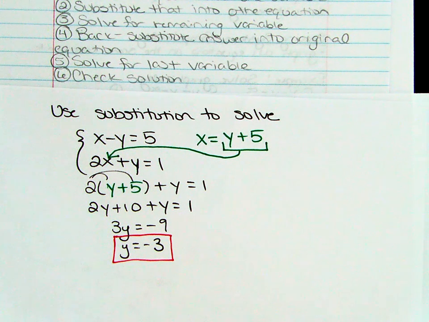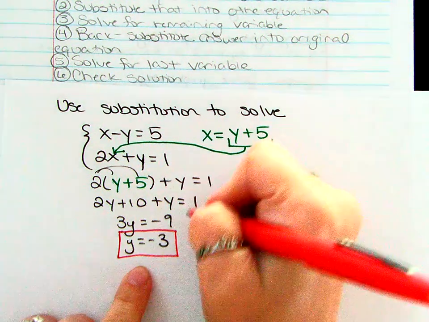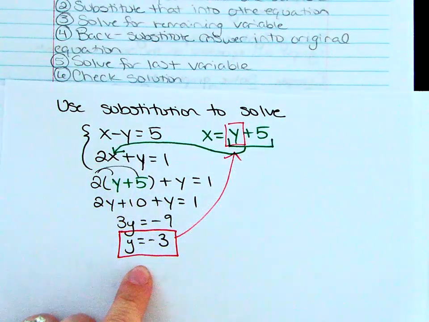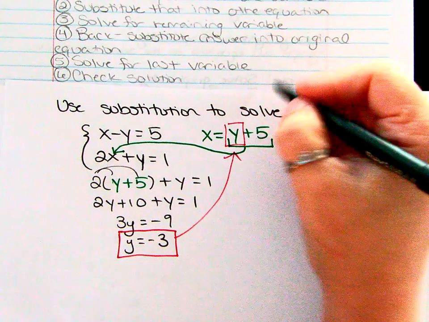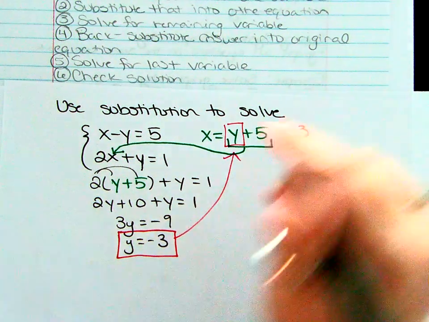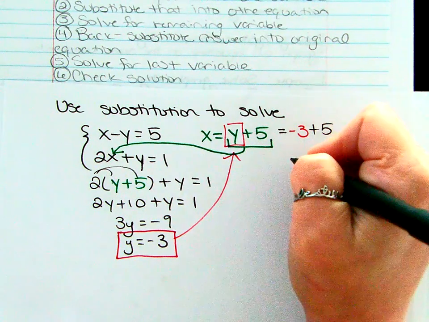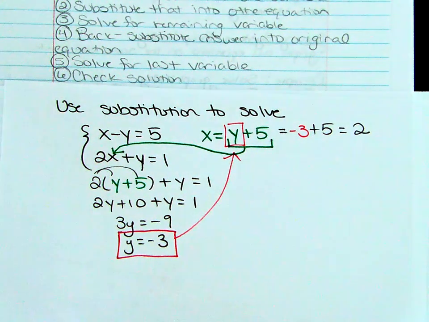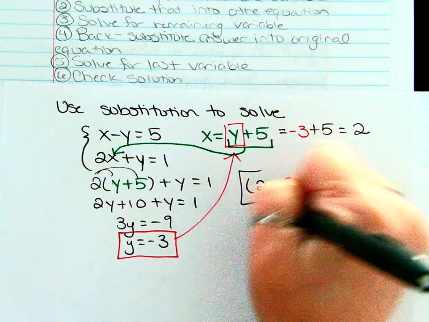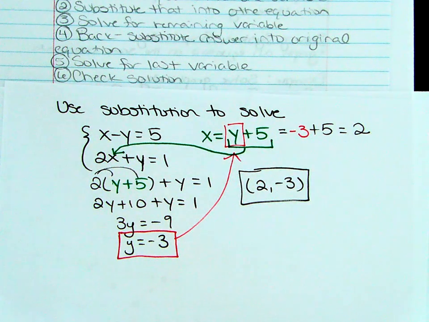Step 4, you back substitute your answer into one of the original equations. Now that I know what y is, I can plug that in right here to figure out what my x is. Because x is y plus 5. So y is -3 we just found, plus 5, meaning x is 2. So I have (2, -3), which we already knew because we had done this system graphically.